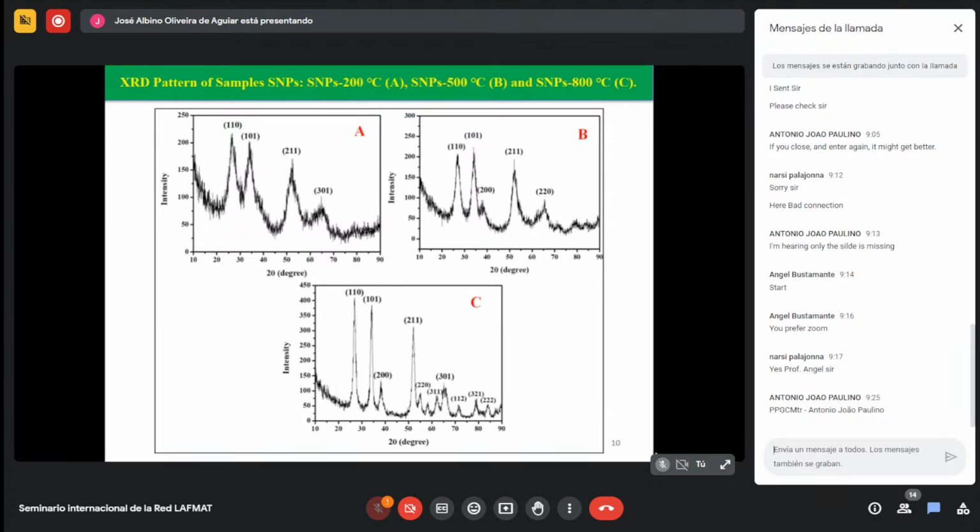While looking at the lower temperature, it shows 3 Miller indices. At the higher temperature, there are multiple Miller indices. So as temperature increases from 200 to 800, the crystalline nature increases.